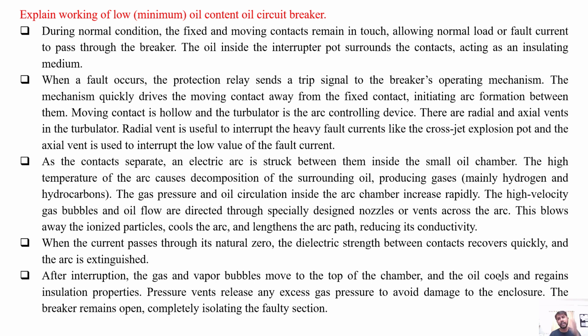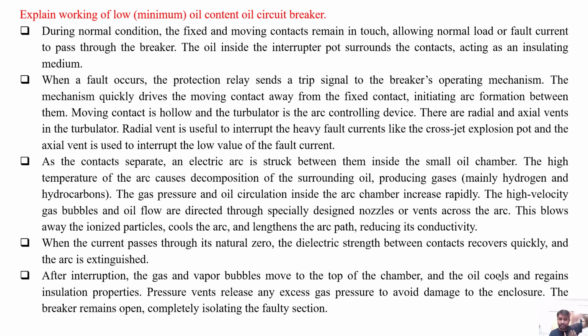There are radial and axial vents in the turbulator. The radial vents are useful to interrupt heavy fault currents, like a cross-jet explosion pot, and the axial vent is used to interrupt low values of fault current, like the plain explosion pot.